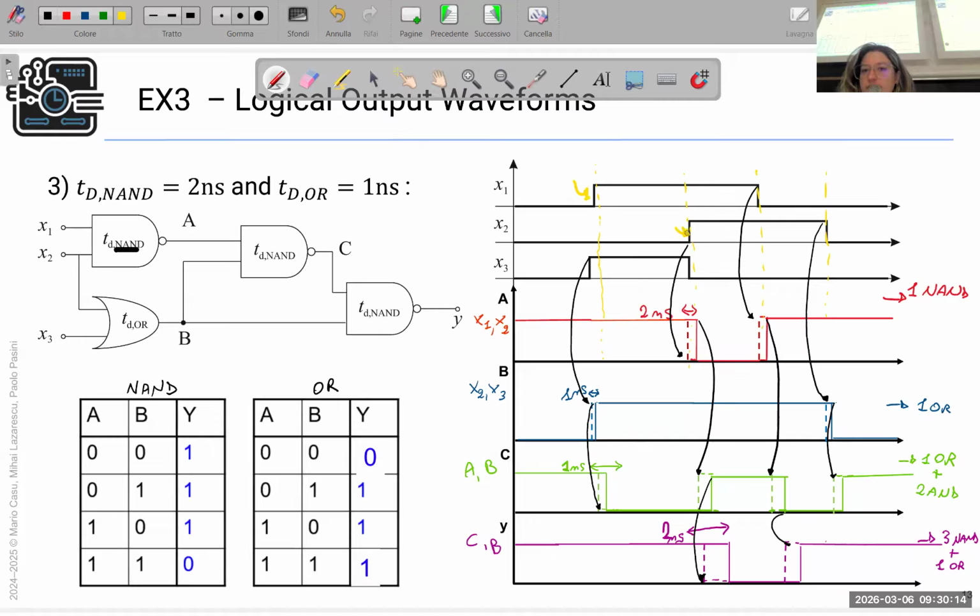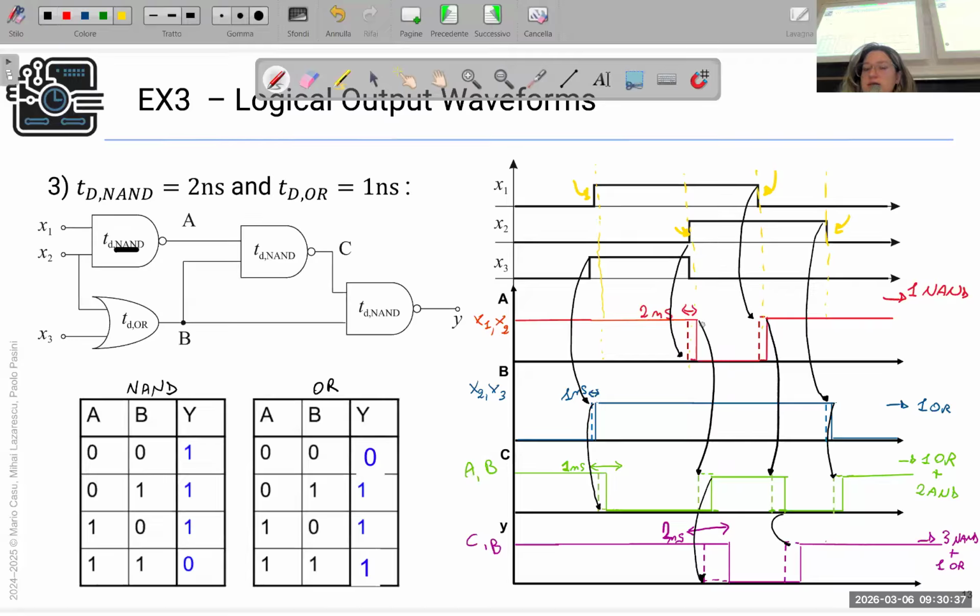Here there is a changing. So in this case, 0, 0 is 1, and that's fine. 1 and 0 is 1, and that's fine. Here we have the changing of the output, because we have 1 and 1, which is 0.